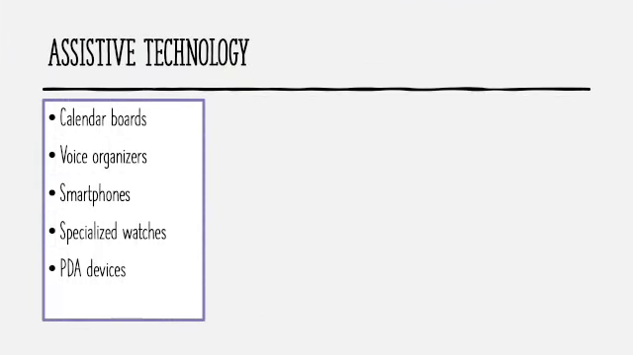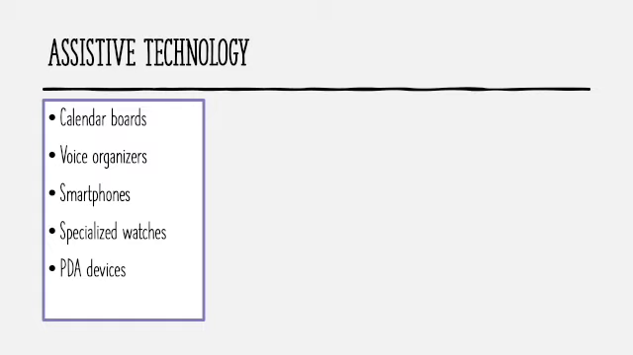Let's skip over a bit to assistive technology. So you want to use calendar boards, or as mentioned previously, Post-it notes, or anything that can help the student become organized and follow through on tasks. You could also use voice organizers to reduce written work. Smartphones have a plethora of apps and different devices and techniques and technology that can help with a person who has a traumatic brain injury.